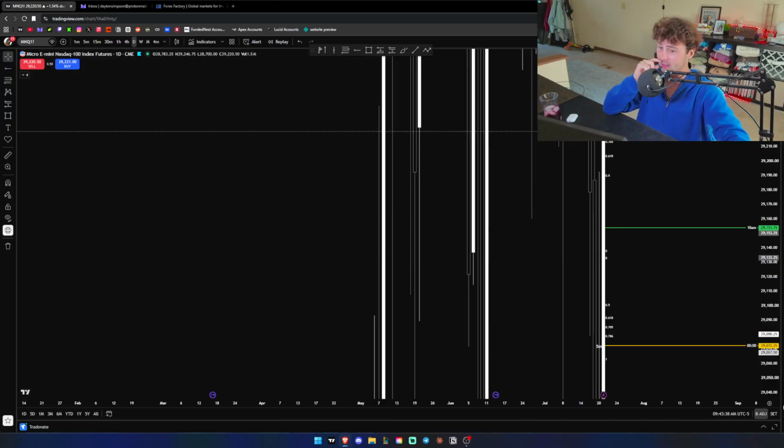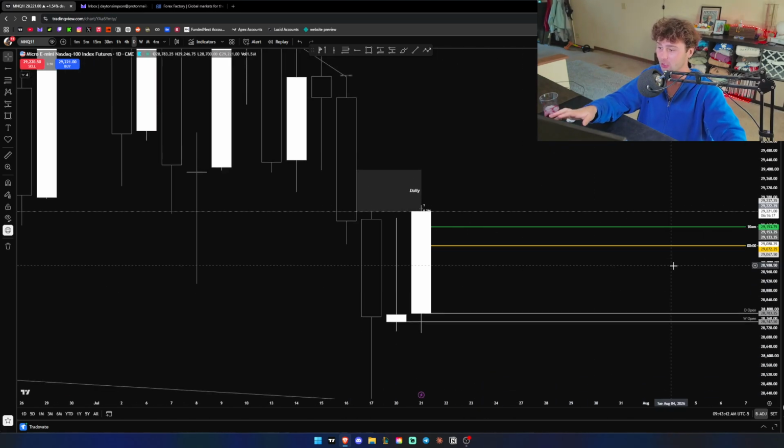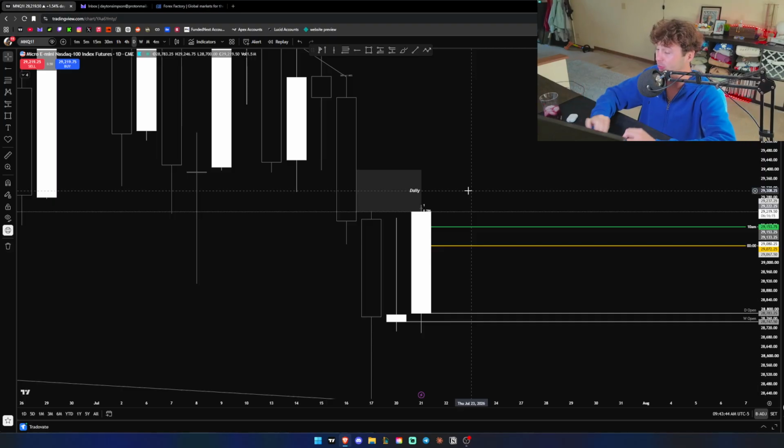First of all, let's start on the daily time frame. On the daily time frame, what you see first is we have this beautiful daily fair value gap. This served as my original draw on liquidity for today's price action.